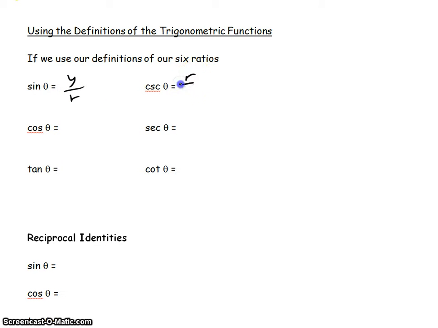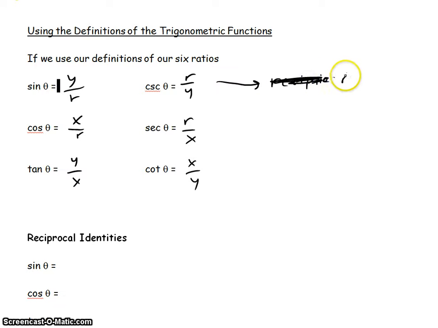cosecant was r over y, cosine was x over r, secant was r over x, tangent was y over x, cotangent was x over y. Now what you should realize is that each one of these ratios is the reciprocal of the other. Each one of these is the reciprocal of the next one. So we can talk about these as the reciprocal identities.